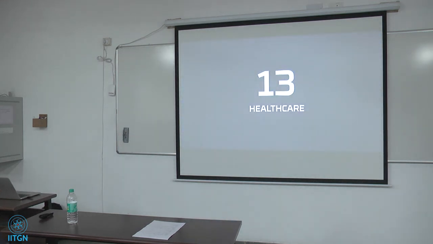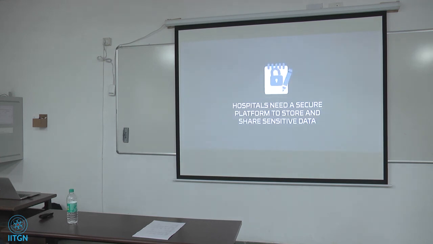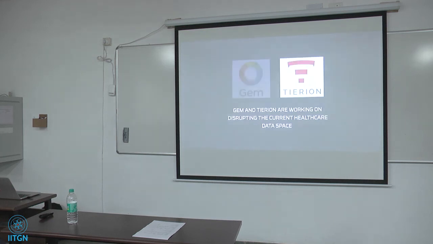Number 13. Healthcare. Another industry that relies on so many legacy systems and is ripe for disruption is healthcare. One of the challenges hospitals face is the lack of a secure platform to store and share data. They're also often victims of hacking because of outdated infrastructure. Blockchain technology can allow hospitals to safely store data like medical records and share it with the authorized professionals or patients. This will improve data security and can even help improve accuracy and speed of diagnosis. Gem and Tyrion are two startups that are working on disrupting the current healthcare data space.